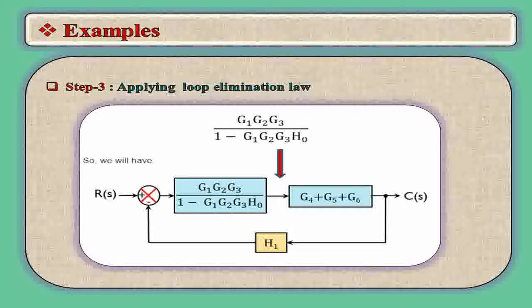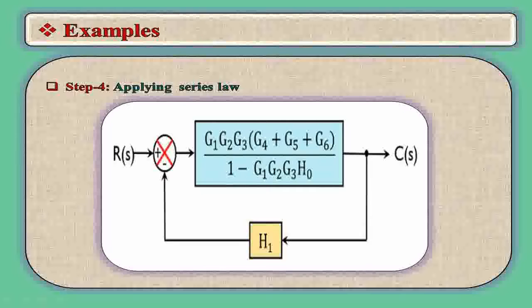Further, we can see the two blocks are present that are connected in series. So we can simplify the diagram by applying the series law, and we get the diagram as shown in figure. Further, we can see the closed loop system. We can simplify the diagram by applying the loop elimination.